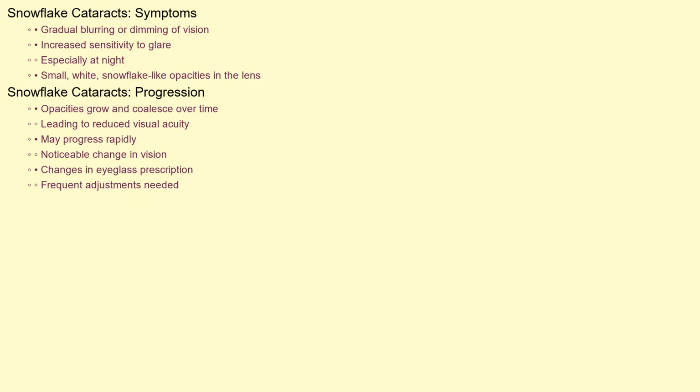The most noticeable symptom of snowflake cataracts is a gradual blurring or dimming of vision. Individuals may experience increased sensitivity to glare, especially at night. The hallmark of this type of cataract is the appearance of small, white, snowflake-like opacities within the lens. These opacities can initially be small and scattered, but they tend to grow and coalesce over time, leading to a more significant reduction in visual acuity. In some cases, the cataracts may progress rapidly, causing a noticeable change in vision over a relatively short period. Patients may also experience changes in their eyeglass prescription, and frequent adjustments may be needed to maintain clear vision.